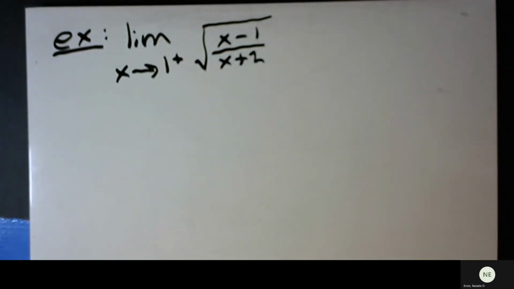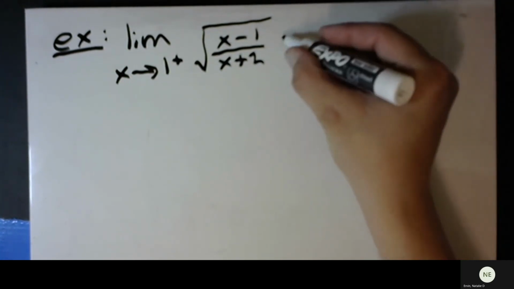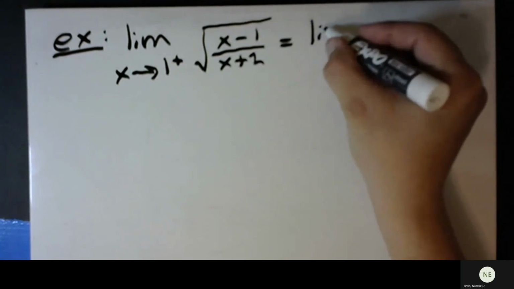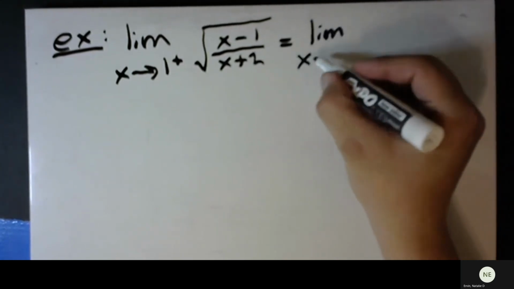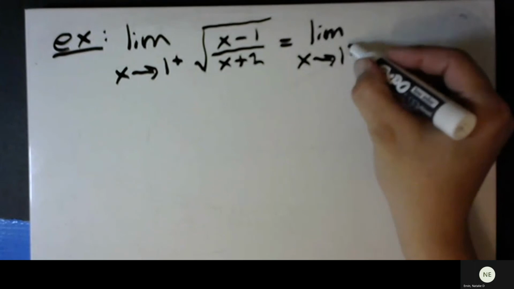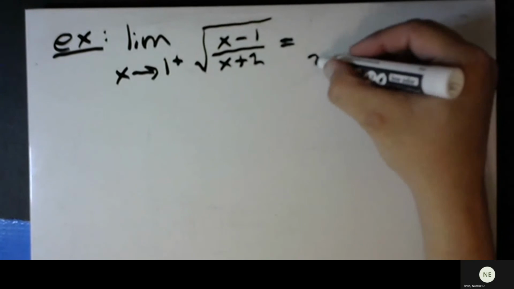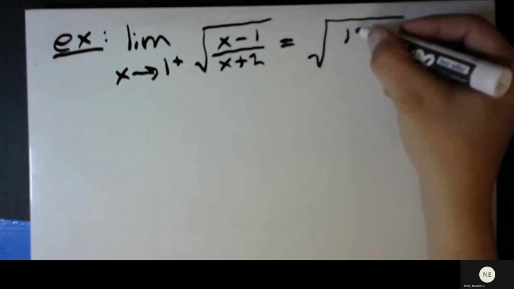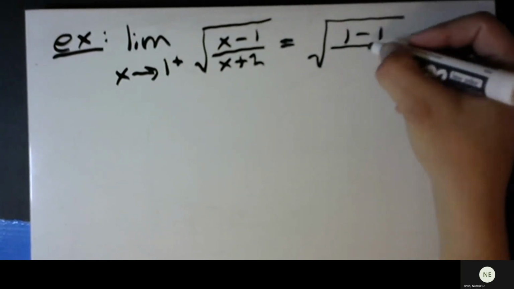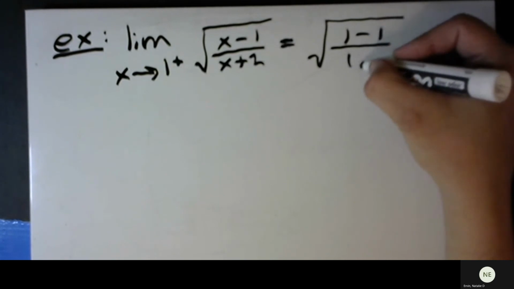So for one-sided limits, we basically substitute just like for our standard limit. And in this case, there's no issues with division by 0. So what that's going to give us, we can substitute in. We'll get 1 minus 1, and then 1 plus 2.